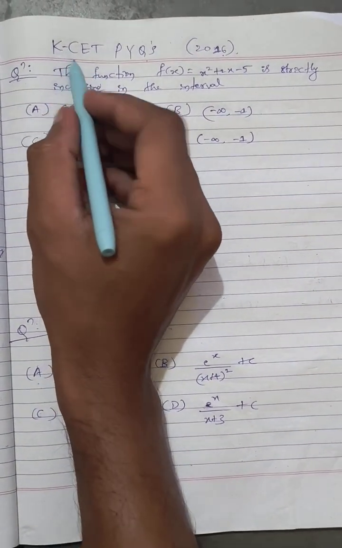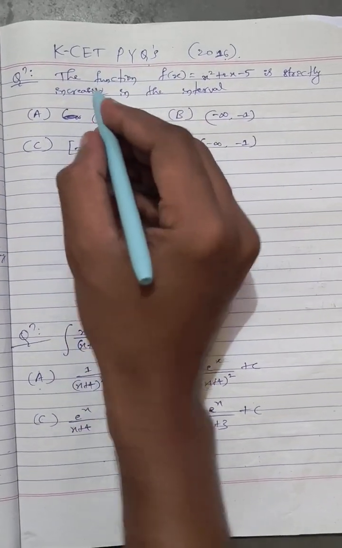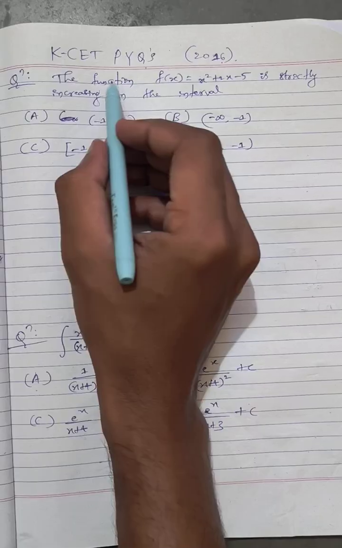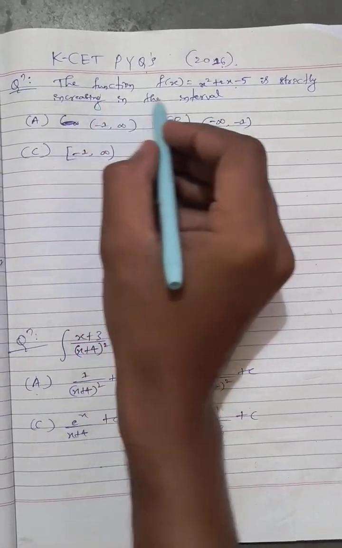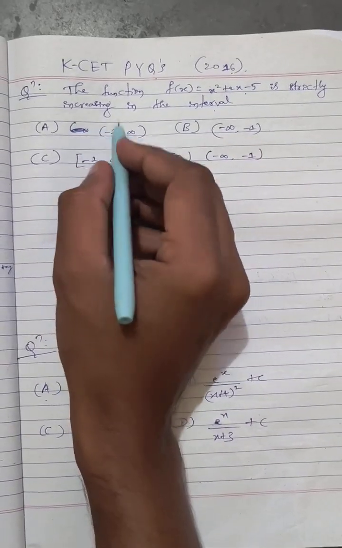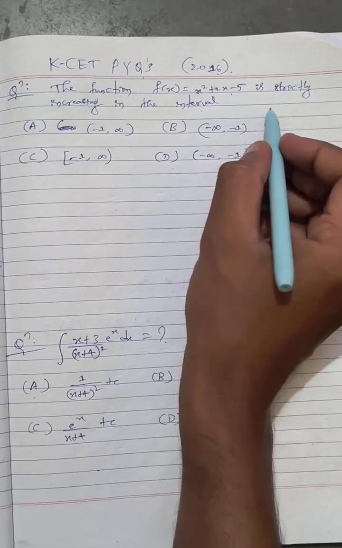So here in this video we solve some important previous Karnataka CET questions. So let us see the first question. The function f of x is equal to this function is strictly increasing in the interval. We have to find the interval among these four intervals in which this function is strictly increasing.